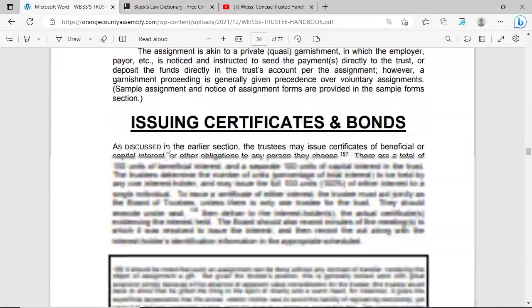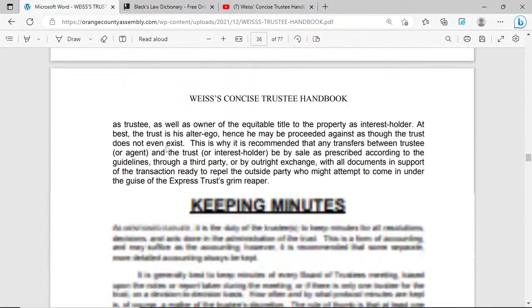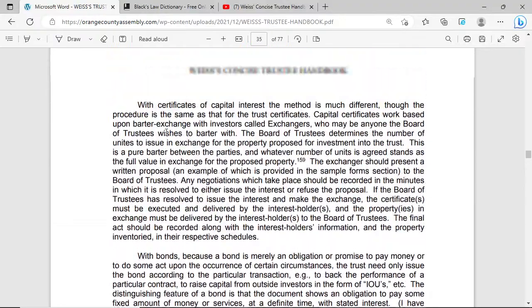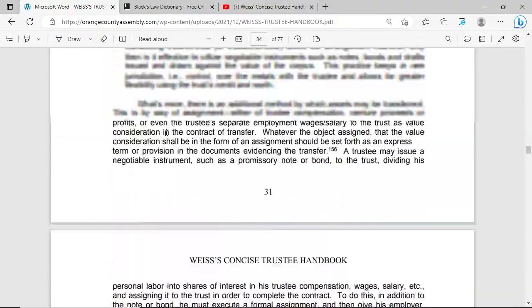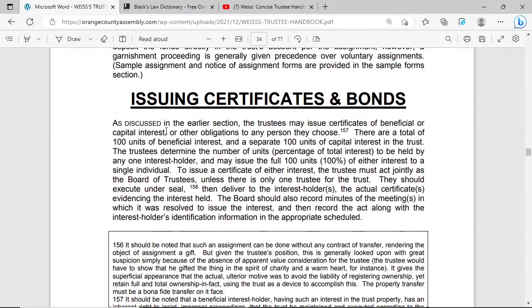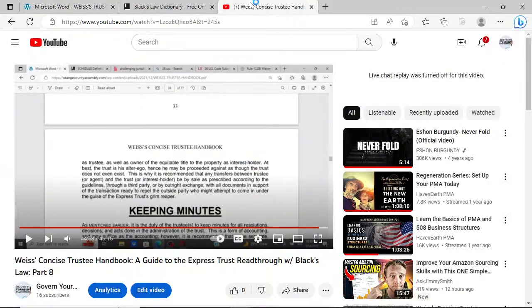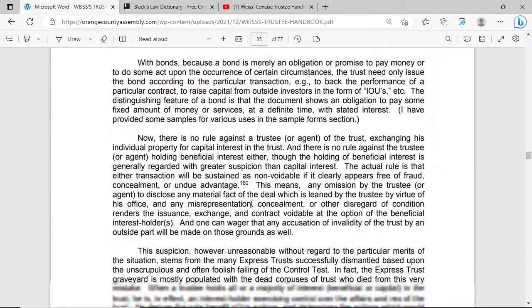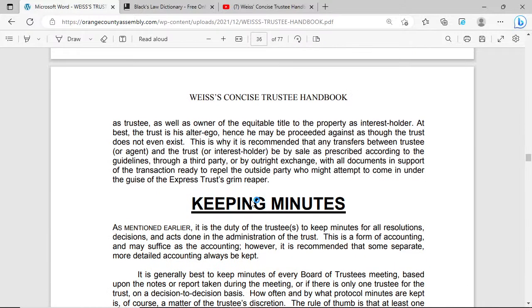I was trying to make sure I was in the right spot from last time. I can't remember if I did this. Keeping minutes. I guess we were on minutes. Okay. Man, it's been a while. But yeah, we'll probably finish up with one more part after this. I mean, I don't know. Who knows? We might get done tonight. It just depends on how many complicated terms there are that we gotta dive into.